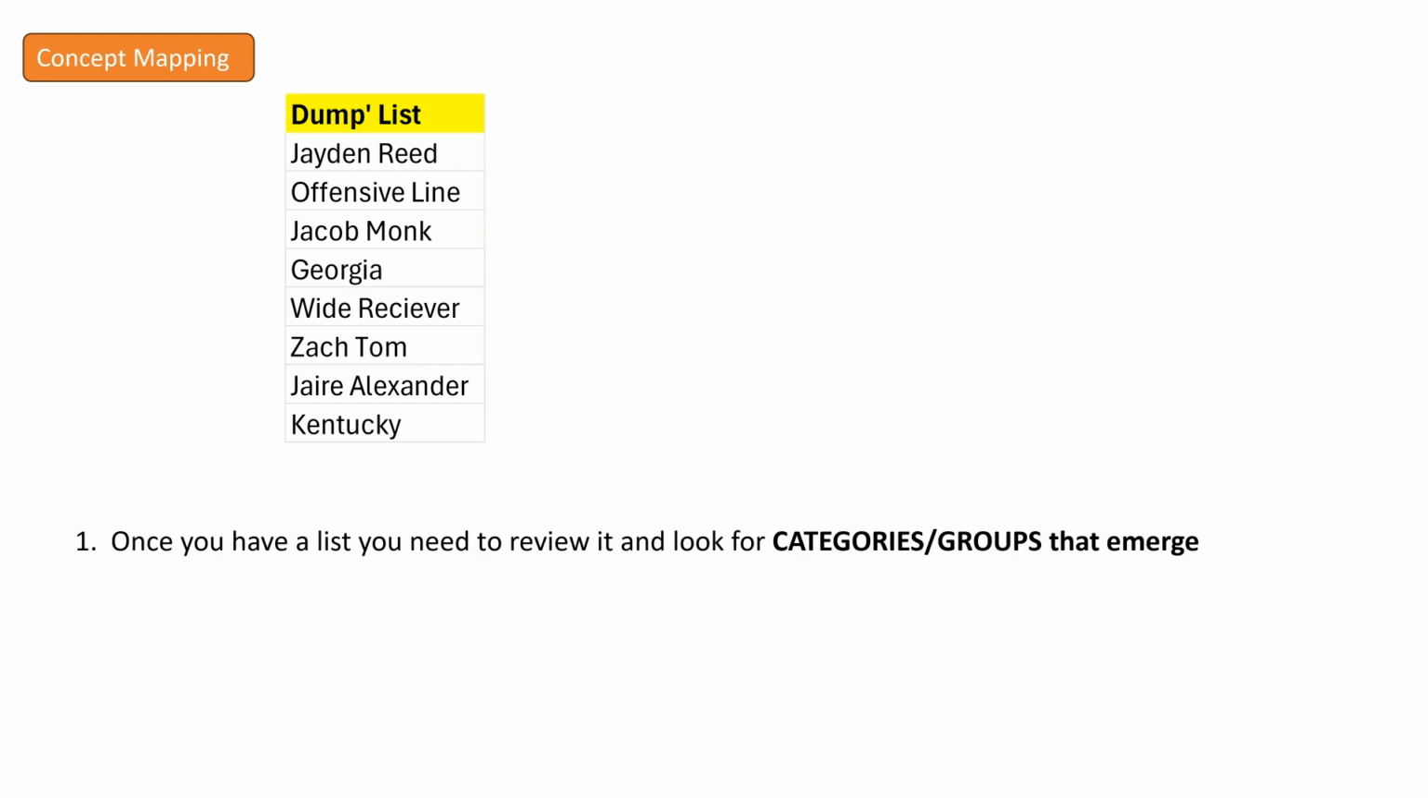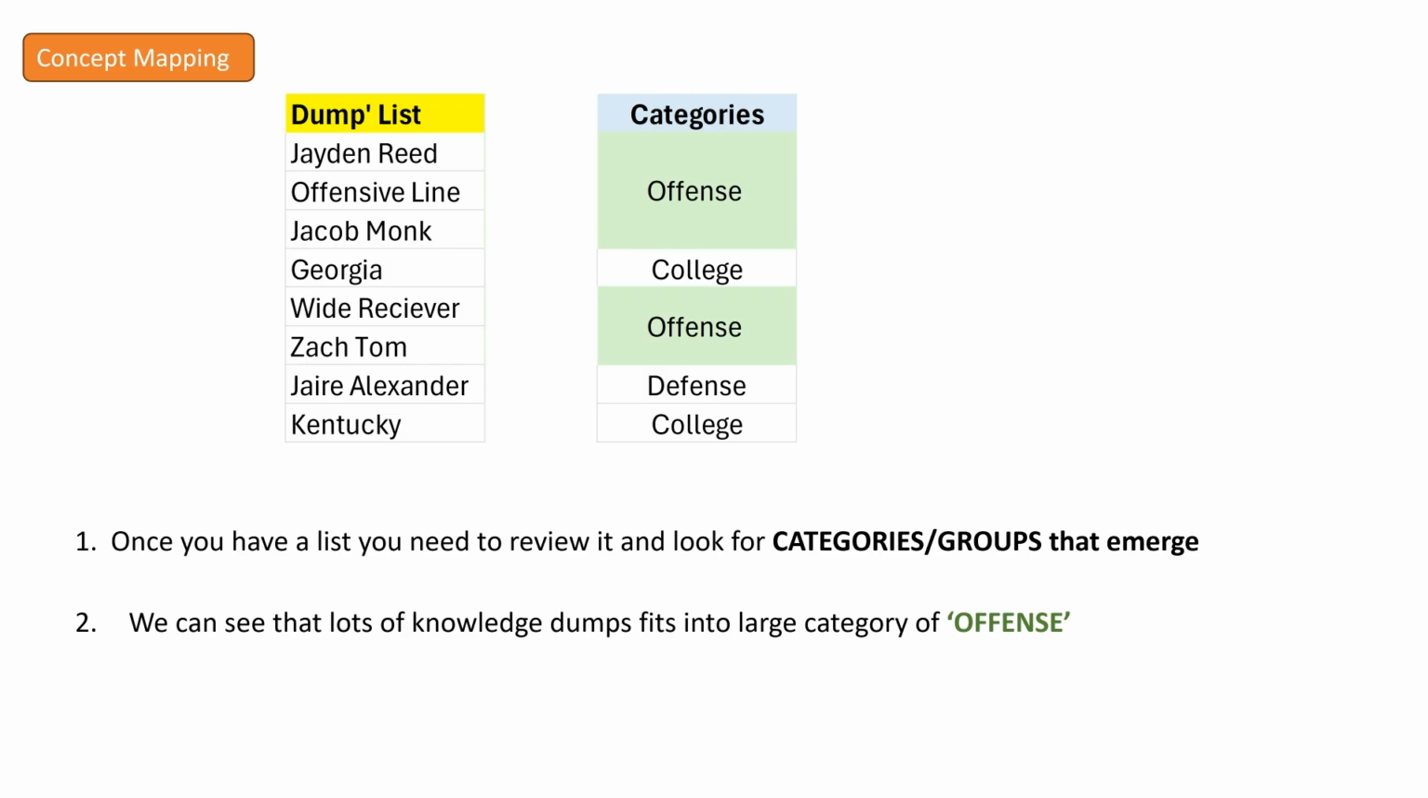What I would then try to do is review that list and look for categories or groups that emerge. So I've looked at my list here of information that I've dumped out, and what I've started to see is that lots of the things that I've already dumped on the page actually relate to the offensive side of the team. So there's at least 5 things in there on offense. There's some other ones that I've categorized as to do with college places and one to do with defense, but most of them are about offense. So for the example I'm going to continue with, I'm just going to talk about what I would do with that information once I had it.